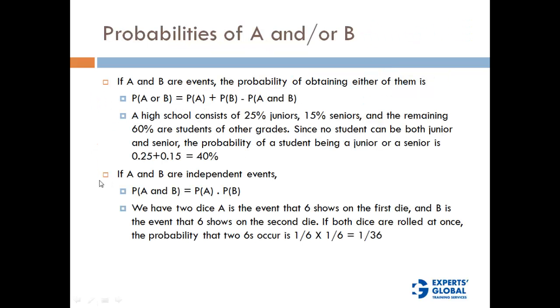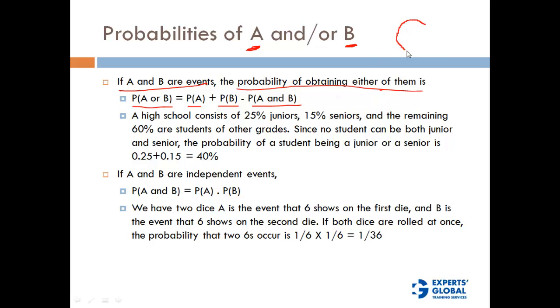Let's move to this concept, probabilities of A and/or B. So now we are talking about two events where we have A as an event, something happens, and B as another event, something else happens. Now if A and B are events, the probability of obtaining either of them is the probability of A or B. Either means one or the other, or it could be both also. So probability of A or B is equal to probability of A plus probability of B minus probability of A and B.